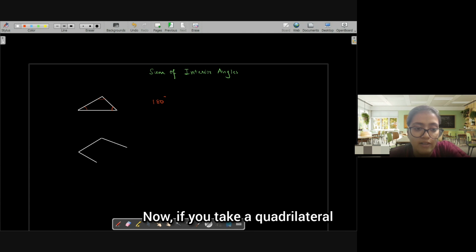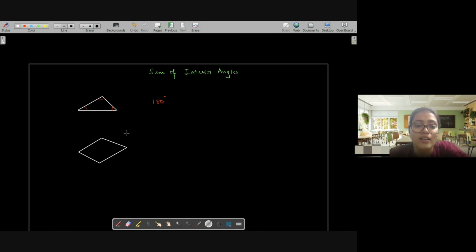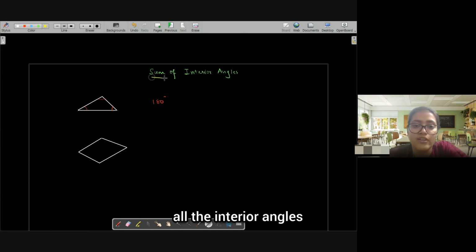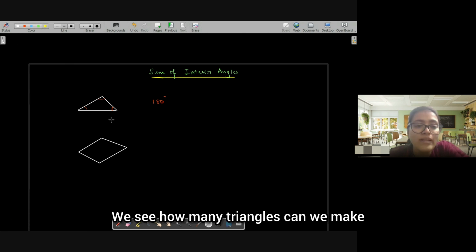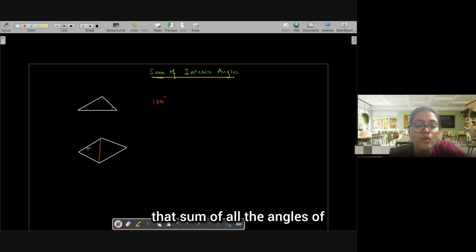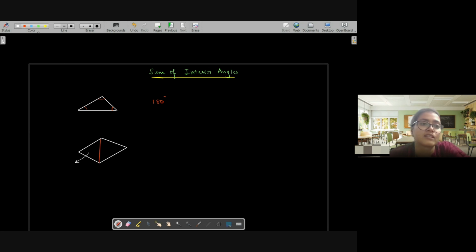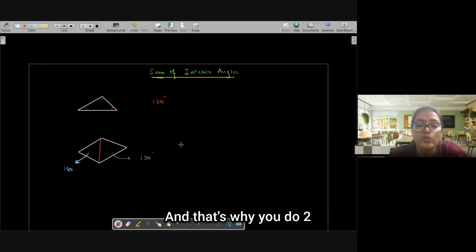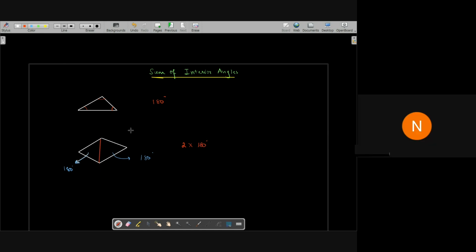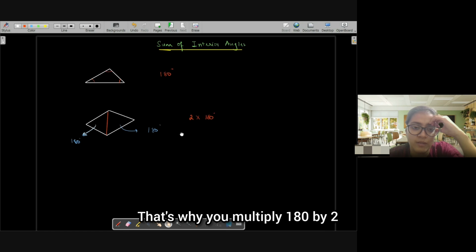Now, if you take a quadrilateral, this kind of looks like a kite. Now, what do we do to find out the sum of all the interior angles? We see how many triangles we can make. So we can make 2 triangles inside, right? And that's why you know that the sum of all the angles of this triangle will be 180, and this triangle will also be 180. And that's why you do 2 times 180. How many triangles do we have? We have 2 triangles, right? That's why you multiply 180 by 2.